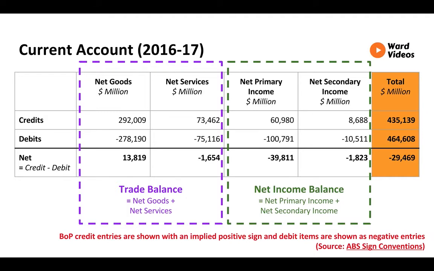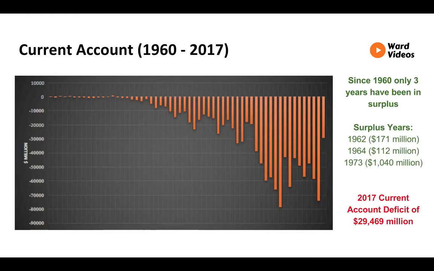So, the current account are all non-reversible transactions which are current in nature. In 2016-17 in Australia, it was negative 29 billion, i.e. more money left than came in. So, what's the trend of Australia's current account, you ask? Let's have a look. Since 1960, Australia has had a surplus in the current account only 3 times, 1962, 1964 and 1973, so not often. When the current account is in the deficit, we call it a current account deficit, or the CAD.